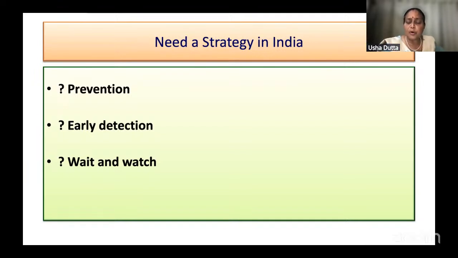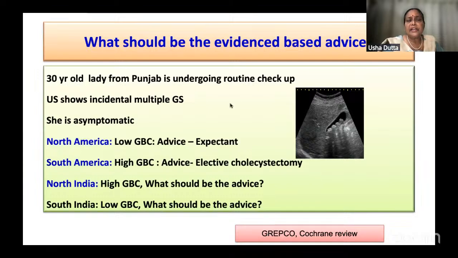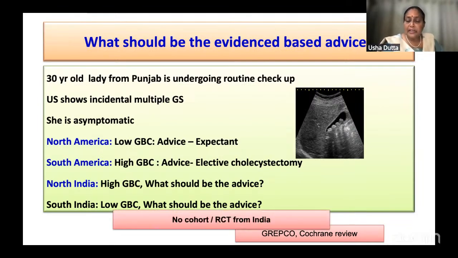So let us explore what preventive strategy we should follow. This 30-year-old lady from Punjab comes for a routine checkup and has multiple stones. She's asymptomatic. In North America, they would have advised expectant management. In South America, elective cholecystectomy. In North India, we don't know what the advice should be. In South India, with low GBC, what should be the advice? We really don't know. So that's why we don't have a cohort study or an RCT from India.